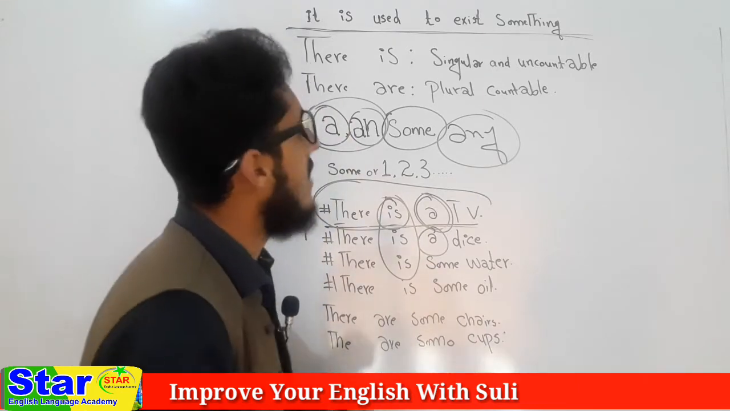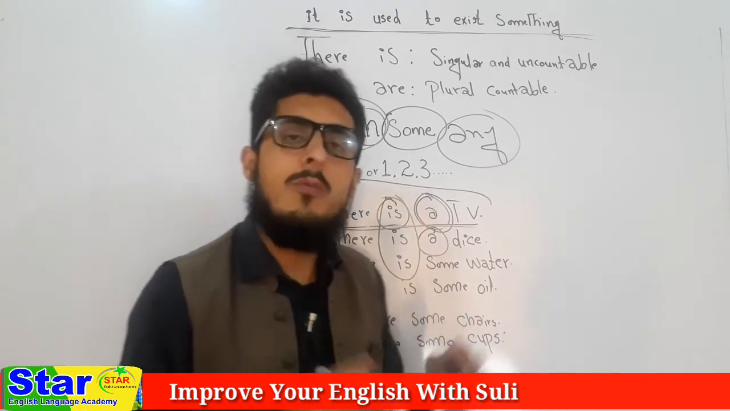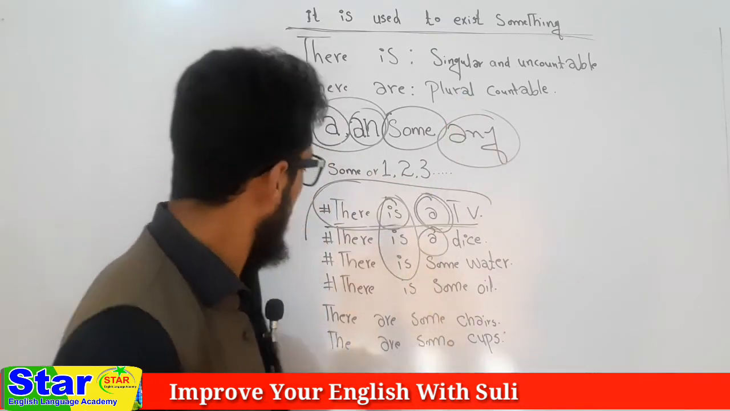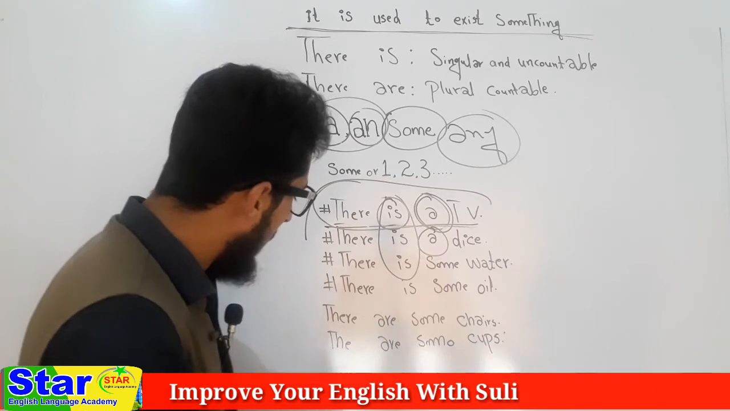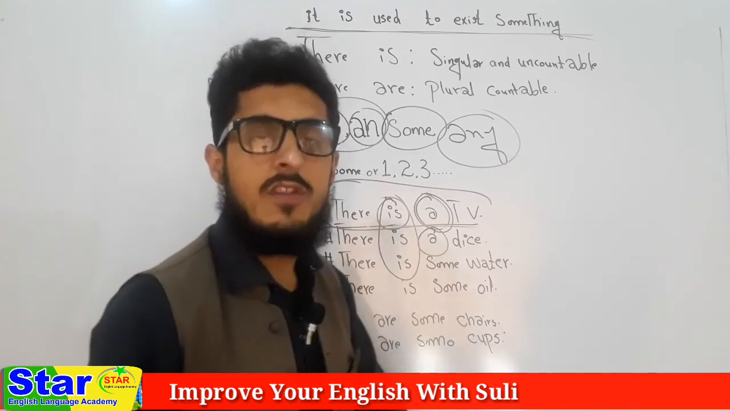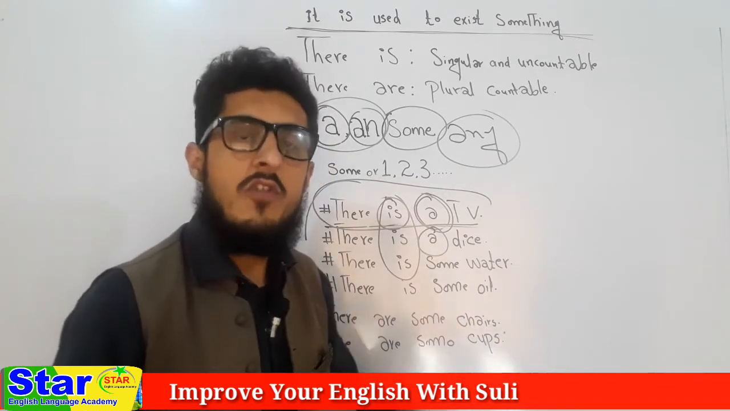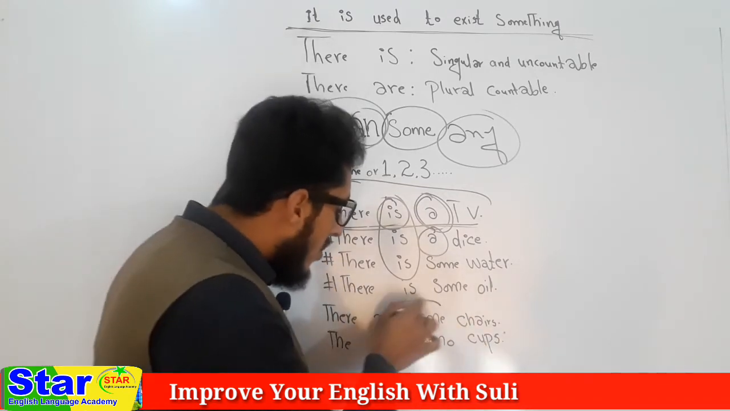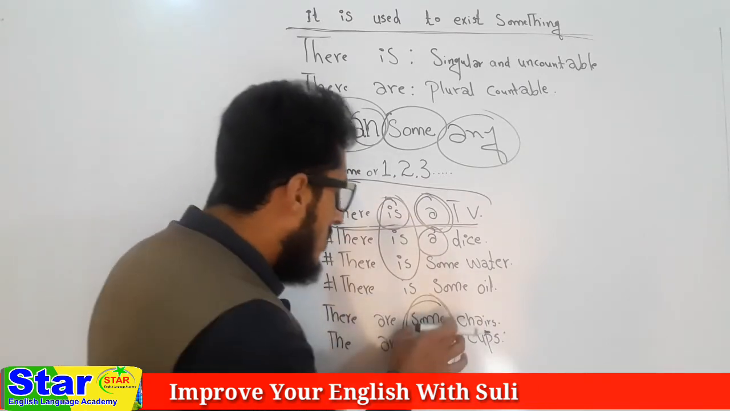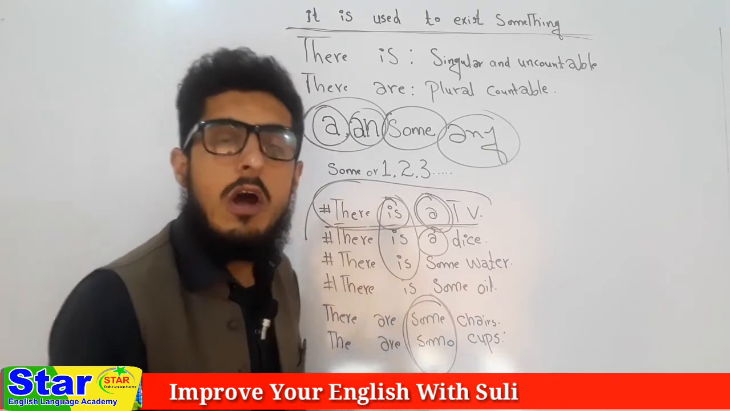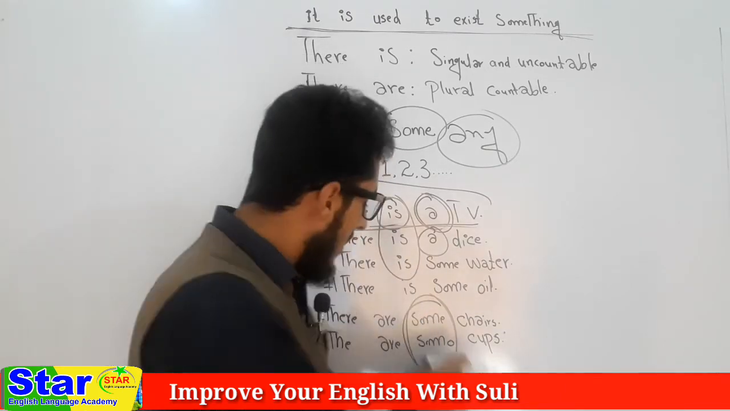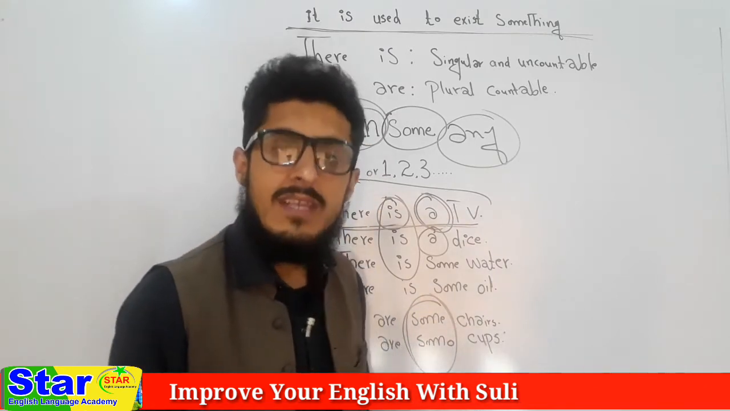Now let's talk about are. So there are we use when we talk about plural nouns, but countable. Clear? I have given examples here like there are some chairs, there are some cups, there are some students, there are some doctors. When we change these into negative and interrogative, then we put any, like there aren't any students in the class, there aren't any doctors in the class, there aren't any TVs in the class.